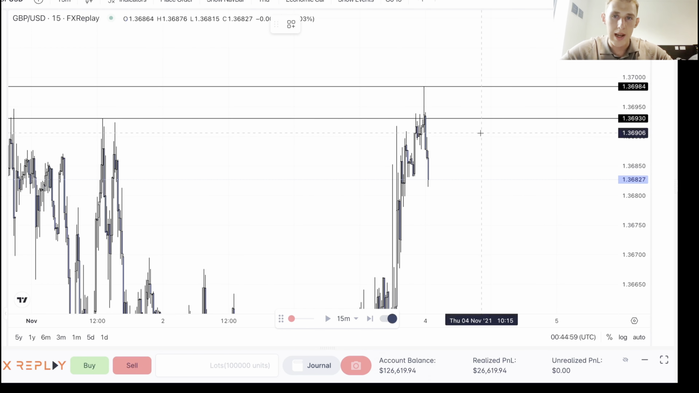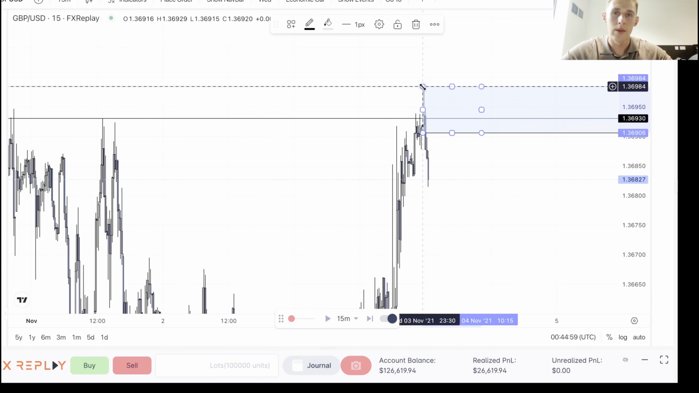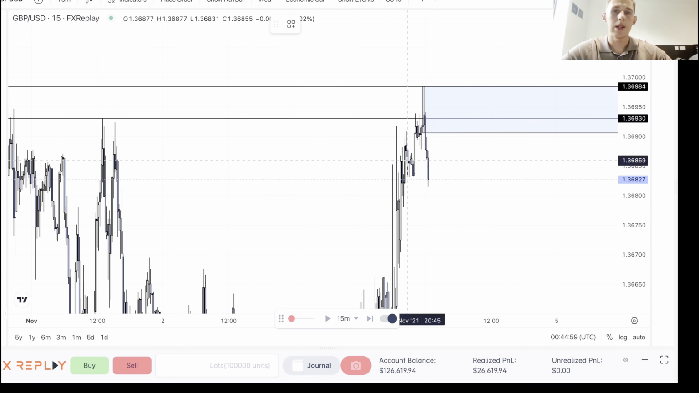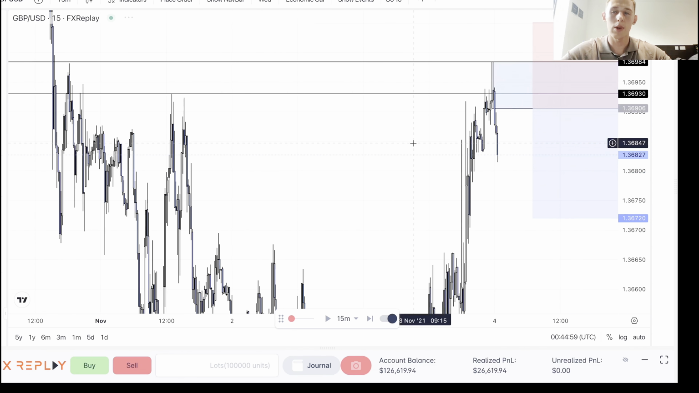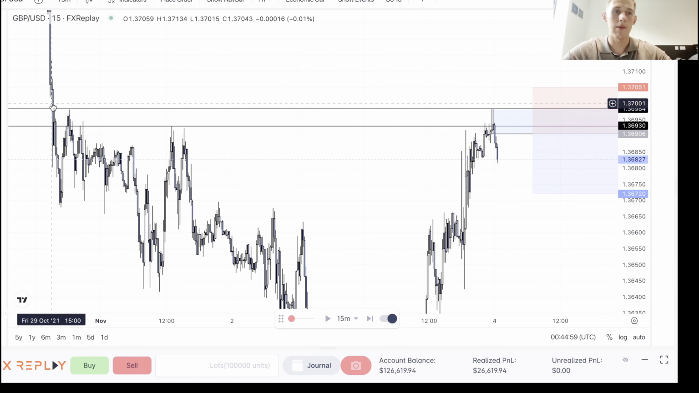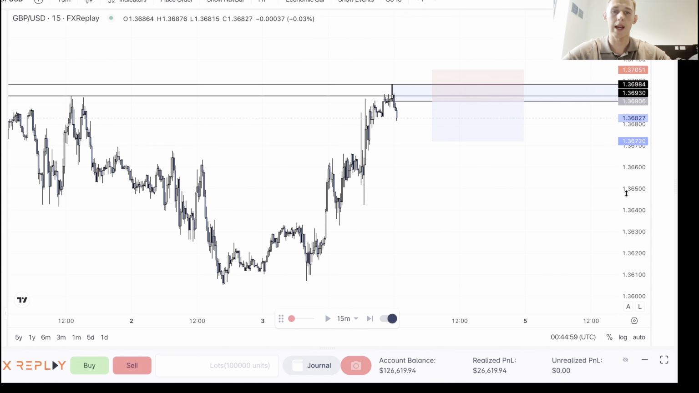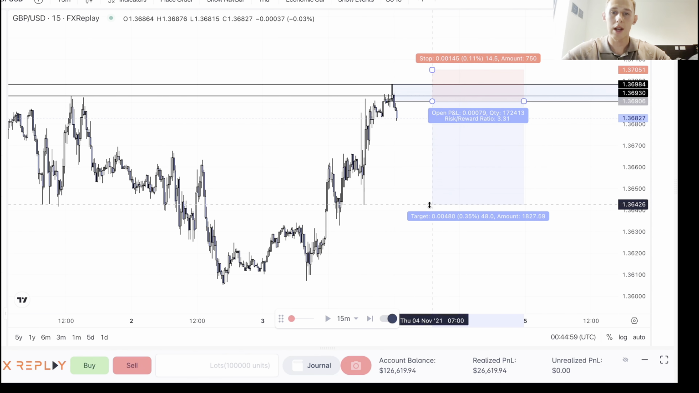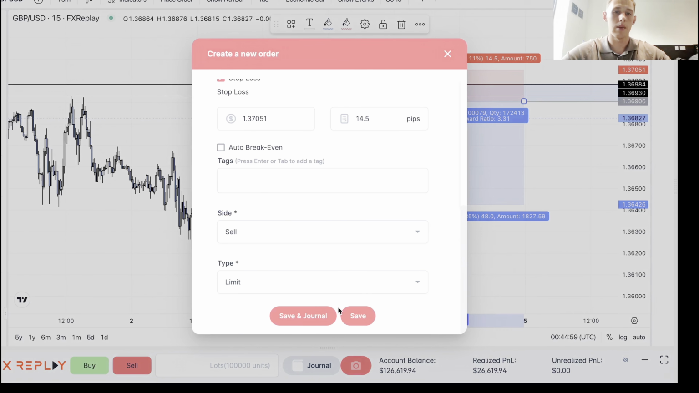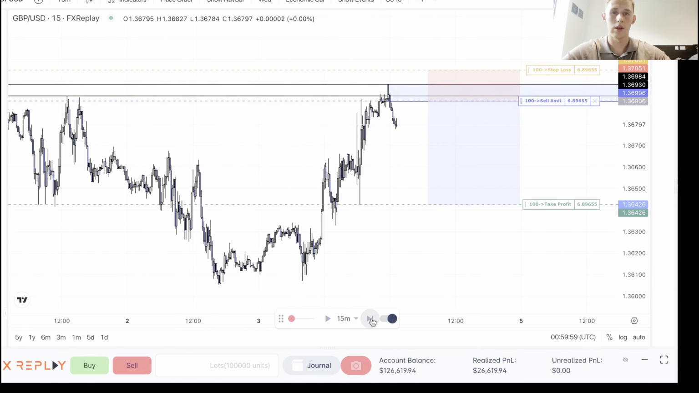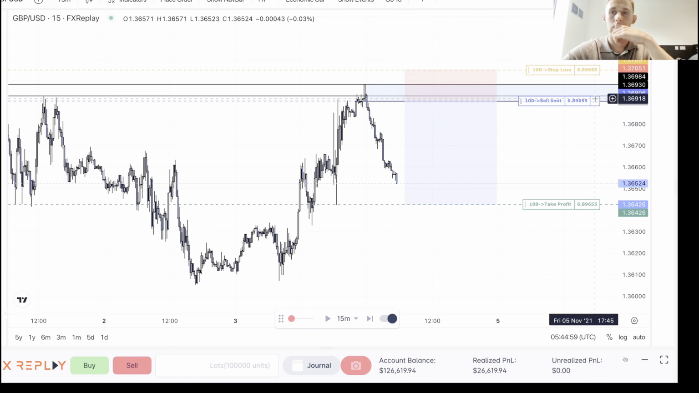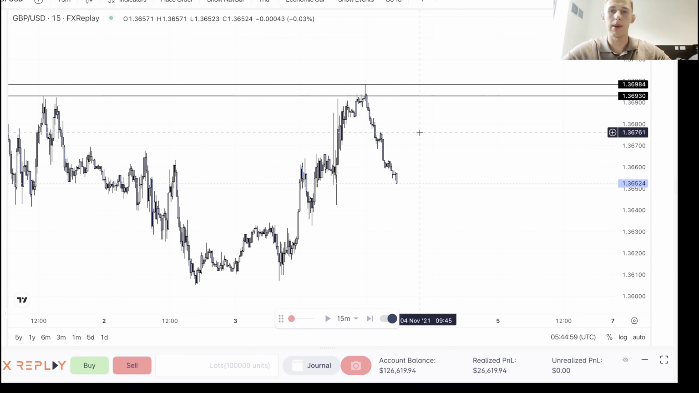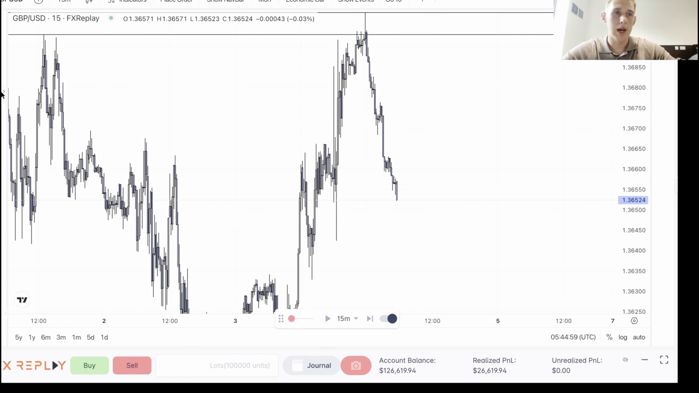And we have this very clear area of supply on the 15-minute. So I'm going to enter here, have a bit of a bigger stop loss, 14 pips, just above the liquidity in case price wants to come back and take that out. And I'm going to target this wick down here rather than going for the complete swing low. Okay, so it doesn't look like price is pulling back to that area.